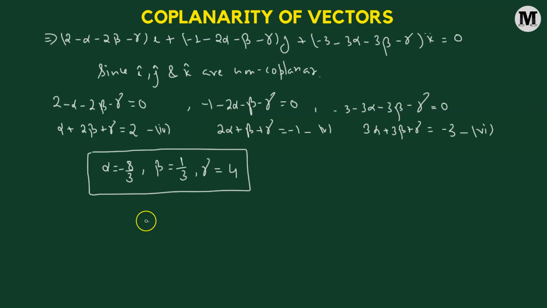The D vector in terms of the vectors A, B, and C is going to be negative 8 over 3 times A vector plus 1/3 B vector plus 4 times the vector C. Here we have expressed the vector D as a linear combination of the vectors A, B, and C.